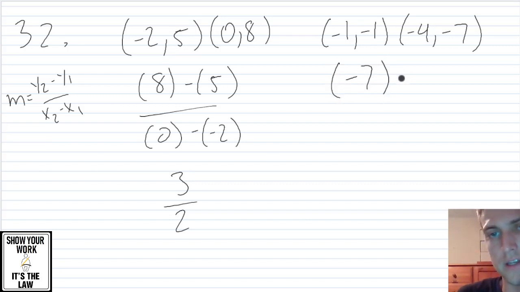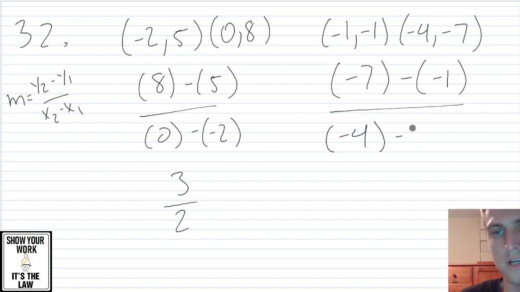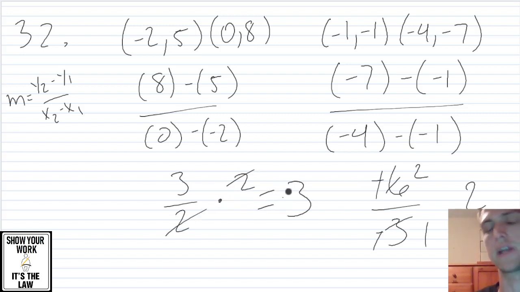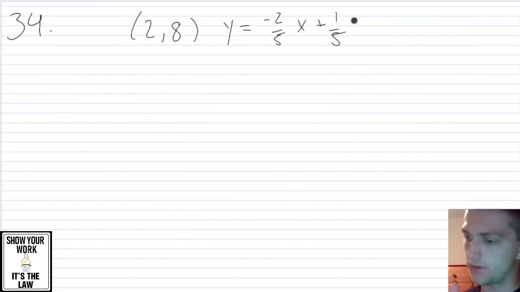Negative 7 minus negative 1, negative 4 minus negative 1. Negative 7 minus negative 1 is the same as negative 7 plus 1, which is negative 6. Negative 4 minus negative 1 is the same as negative 4 plus 1, which is negative 3. Cancel, cancel, cancel, cancel. So we got 2. And so we can multiply them. 3 over 2 times 2 equals 3. That doesn't equal negative 1. Not perpendicular.